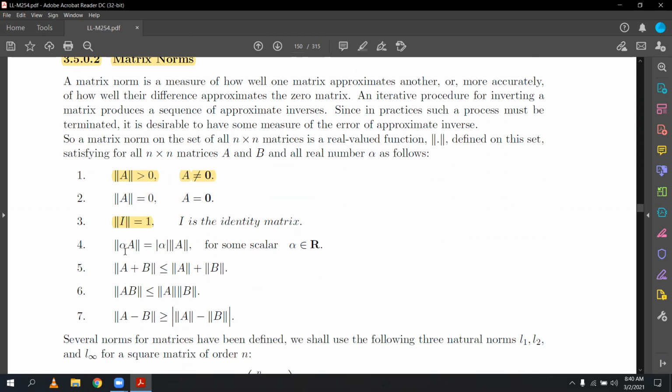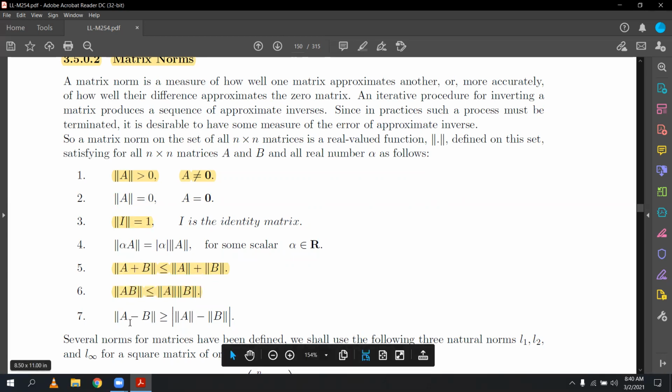If you multiply a matrix by a real number, you can separate it out in the absolute sense for the real number, where A is a matrix. And the norm of the sum of two matrices is less than or equal to the sum of the norms. The norm of a product is also less than or equal to the product of the norms. This is a condition we generally will not use. We use the sixth condition in the coming topic.